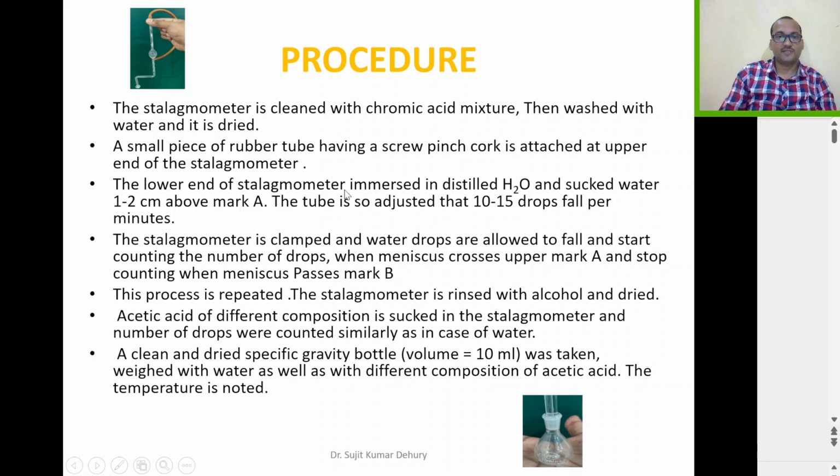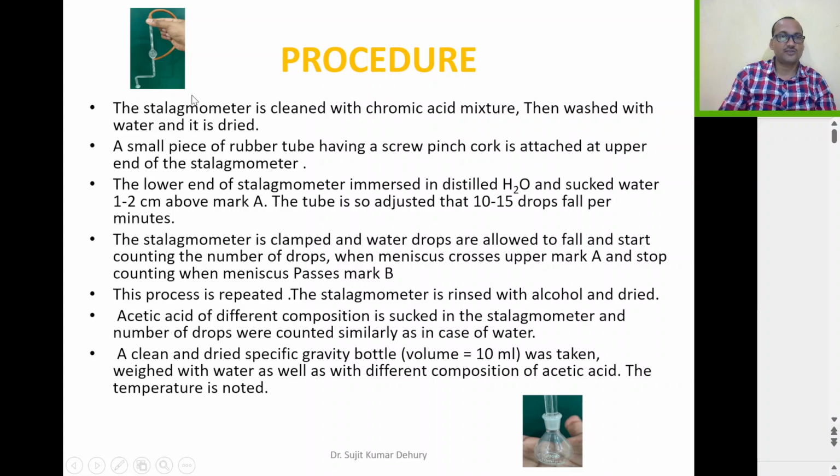The lower end of the stalagmometer is immersed in distilled water, and water is soaked 1 to 2 cm above this mark. So here there will be a mark, and you have to soak the solution above this mark. The tube is so adjusted that 10 to 15 drops fall per minute. Then the stalagmometer is clamped and water drops are allowed to fall, and you start counting the number of drops when the meniscus crosses upper mark A, and stop counting when the meniscus passes mark B.